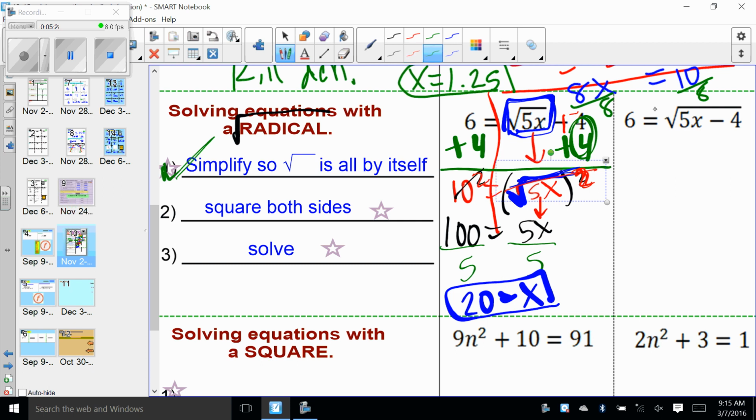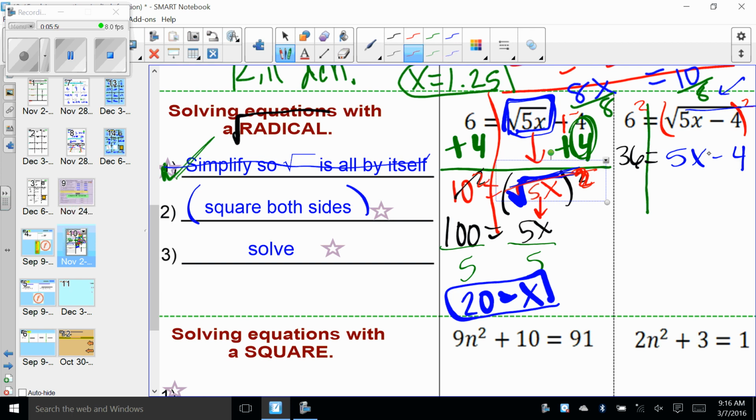Next problem here. Solving. Get the square root all by itself. That's already done. Square root is already by itself right here. So next thing is I'm going to square both sides. I'm going to square this. Copy, paste, square that. Working left to right then, I get 36 on the left. When I square a square root, they cancel each other out. So that 5x minus 4 drops out.